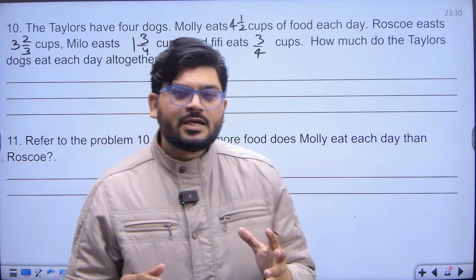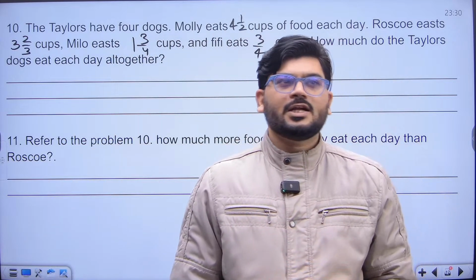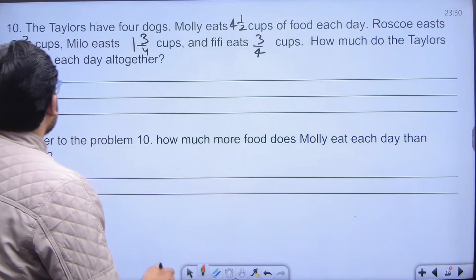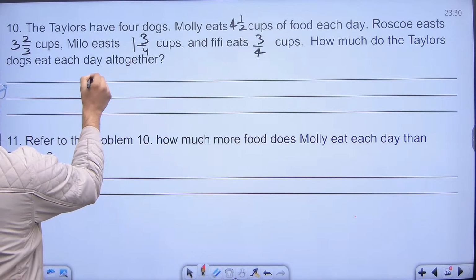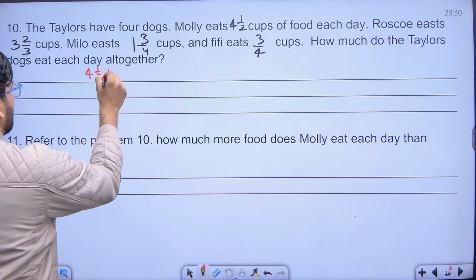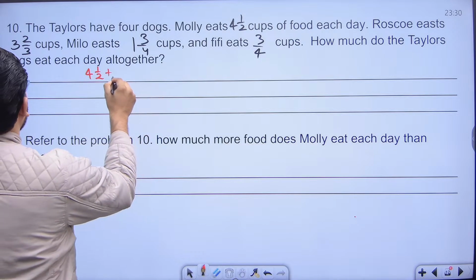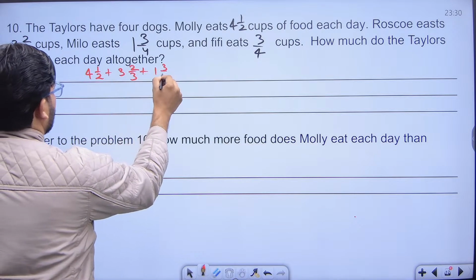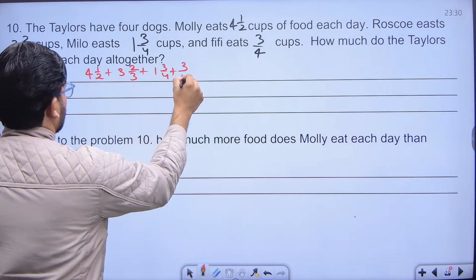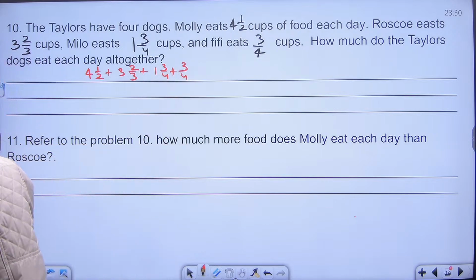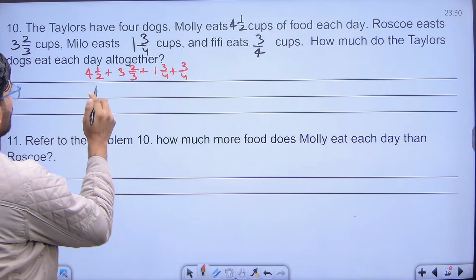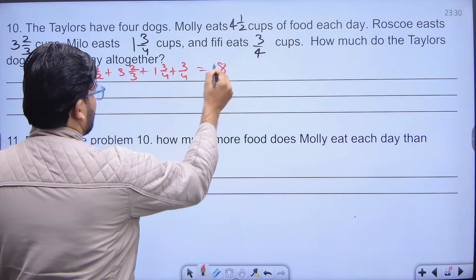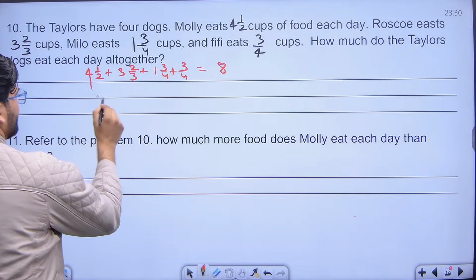So if they are asking how much they all eat altogether, that means you need to add all the numbers. When you add all the numbers, you get 4 1/2 plus 3 2/3 plus 1 3/4 plus 3/4. Now, first we will add all the whole parts. So 4 plus 3 is 7, plus 1 is 8. So we will write 8. I have added these numbers.